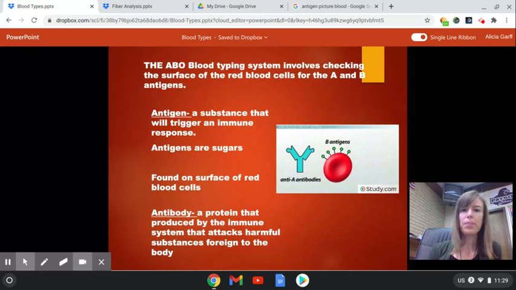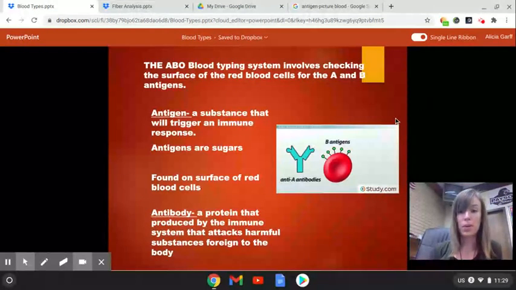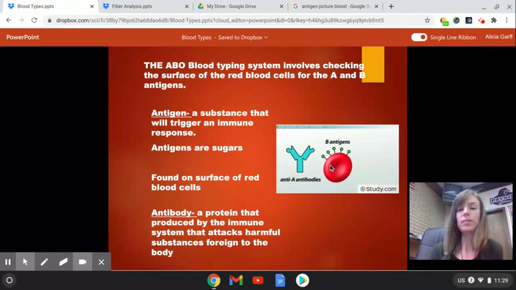So basically, your body has antigens on the red blood cells, and you have either A antigens or B antigens, or neither if you are type O blood. So antigens are substances that will make your immune system respond or kind of attack. They're sugars. So in this picture right here, these little green circle things are supposed to represent the antigens.